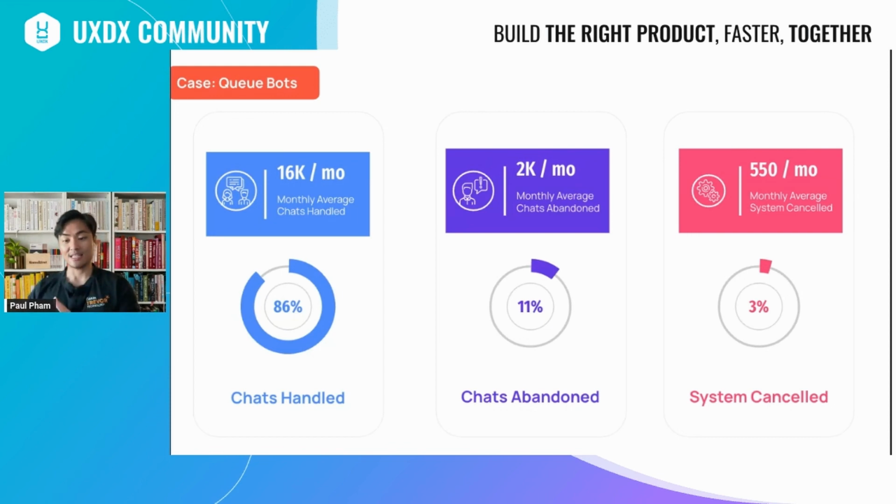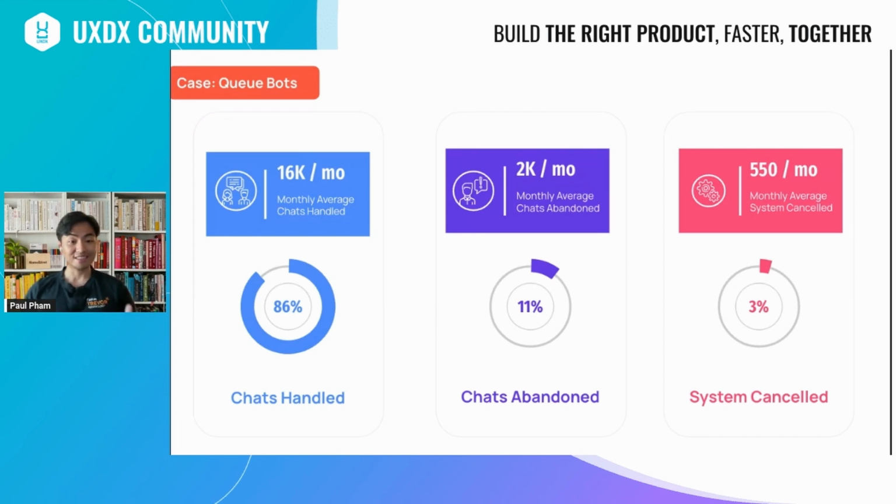And the last case is system canceled. About 550 people actually tried to enter our services, but somehow our system disconnected them from our queues, from our conversations, and things like that. So that's about 3% of our makeup.